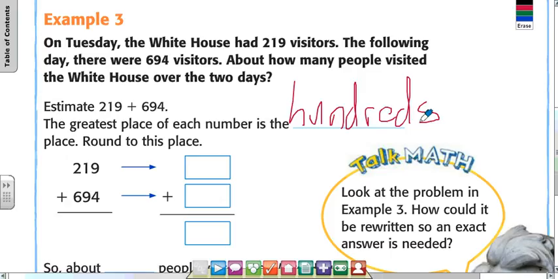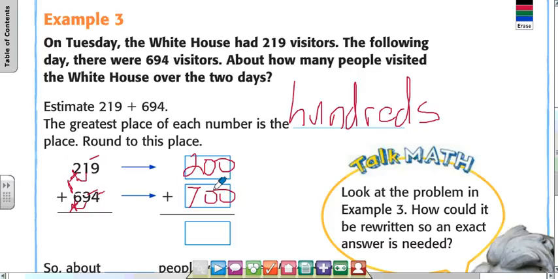Okay, so the top number, 219. What number is in the hundreds place? 2. Looking more to the right, what does the 1 say? So the 2 stays the same and replace the other numbers with? Now the bottom number, what number is in the hundreds place? 6. Looking more to the right, what does the 9 say? Add a 1, so what's 1 plus 6? 7, and replace the other numbers with?